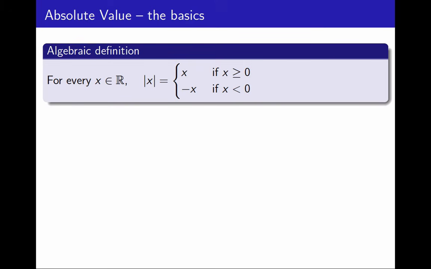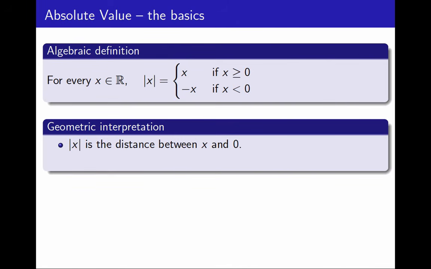But it's also helpful to think of absolute value geometrically. And geometrically, I'm going to say that the absolute value of x is the distance between x and 0. And more generally, if I have two real numbers x and a, the absolute value of x minus a is the distance between x and a.